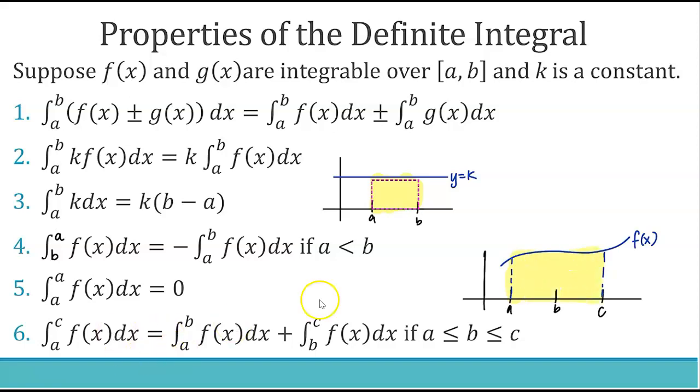If we're interested in this area from a to c, well, that's the same as going from a to b and then going from b to c. It's just collecting those two regions and adding them together. So that seems a little more complicated when written out, but that's really all this is saying.